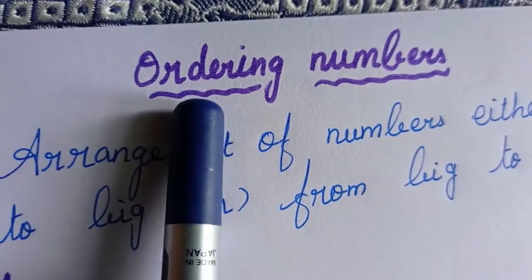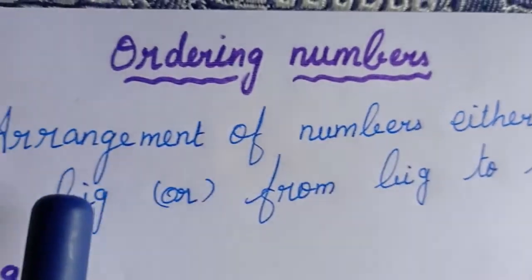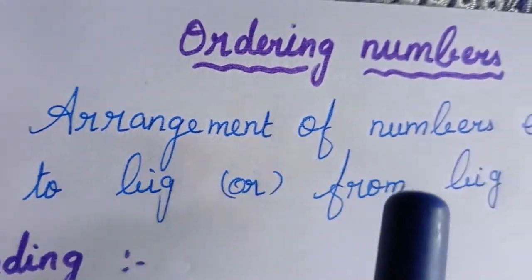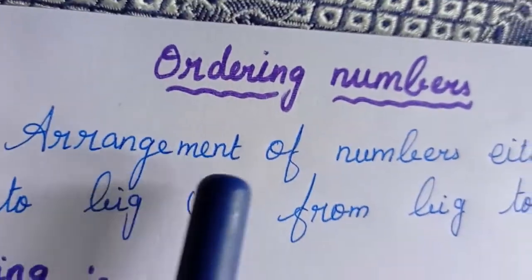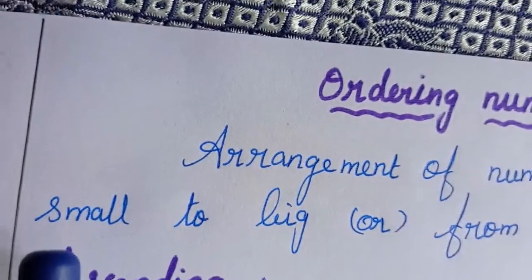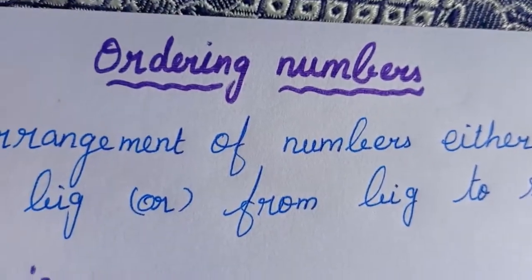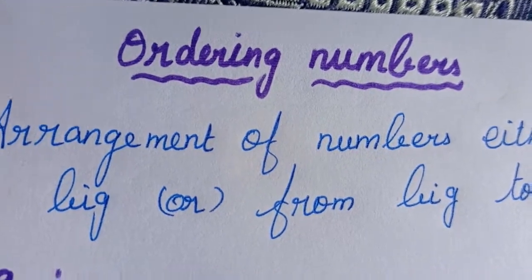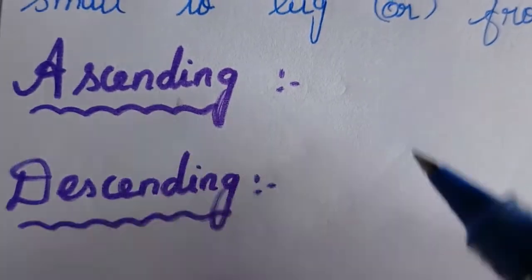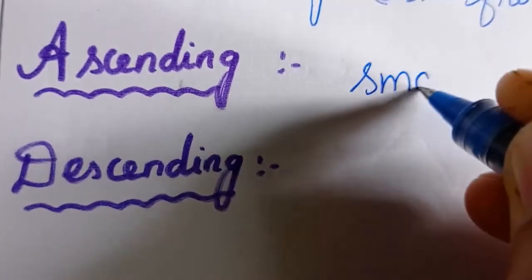Ordering numbers means arrangement of numbers either from small to big or from big to small. So there are two types for ordering the numbers. They are ascending order and descending order. Ascending order means you can arrange the numbers from small to big.